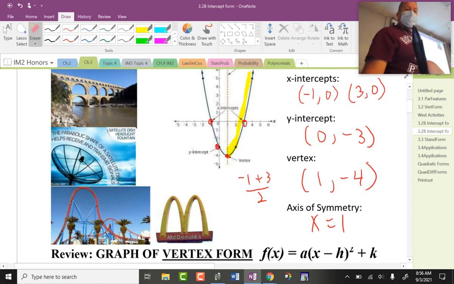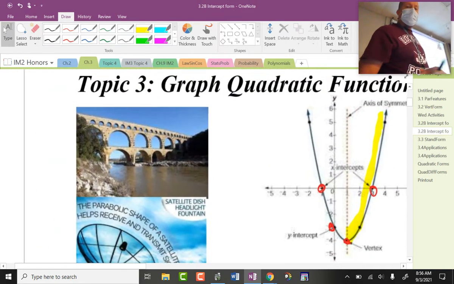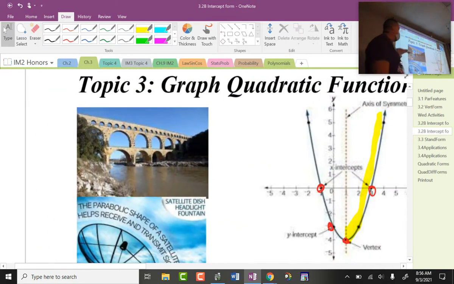And then these 2 things. Anyone know where that's from? Anyone know where this is from? Raise your hand if you know. That's the Roman aqueduct. So, did you know that?